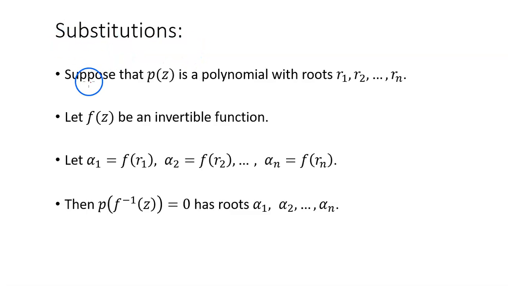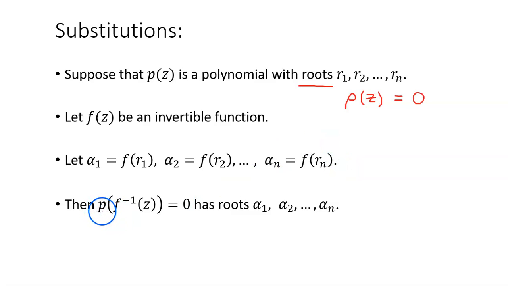Substitutions. Suppose that p of z is a polynomial that has roots r1, r2, all the way up to rn. Obviously, what I mean here is that these roots are the solutions to the equation p of z equals 0. Let's suppose that f of z is some invertible function, and alpha 1 is equal to f of r1, alpha 2 is equal to f of r2, all the way up to alpha n equals f of rn.